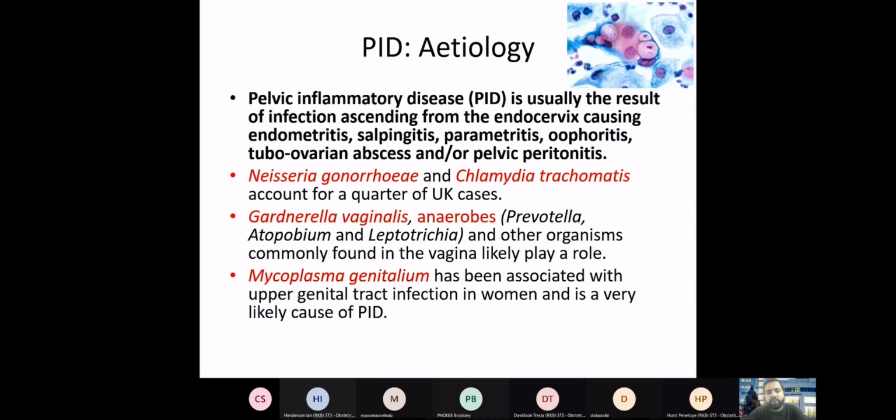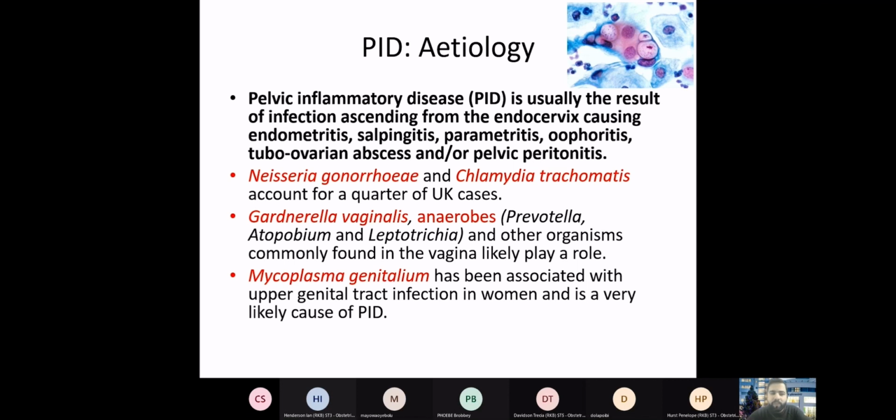So pelvic inflammatory disease is essentially the inflammation of the upper female genital tract that results from the infection descending from the endocervix upwards, causing endometritis, salpingitis, parametritis, oophoritis, tubo-ovarian abscesses, and/or pelvic peritonitis. Any of these, depending on where the infection is, or any combination of these, comes under the umbrella of pelvic inflammatory diseases.